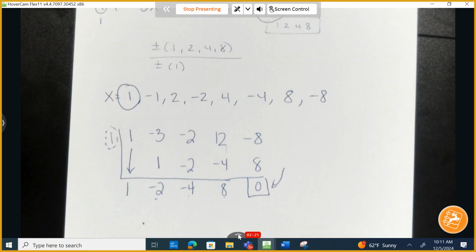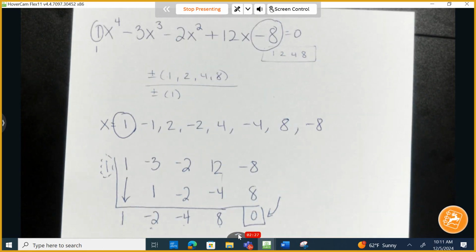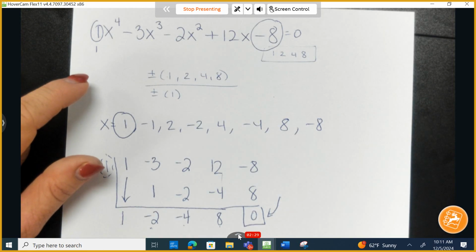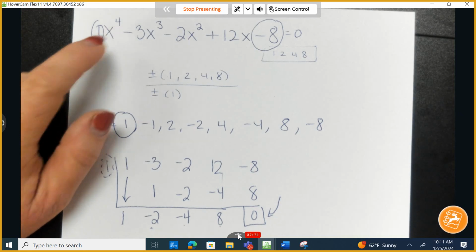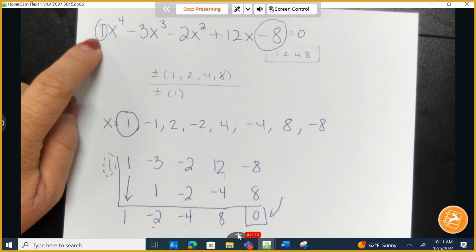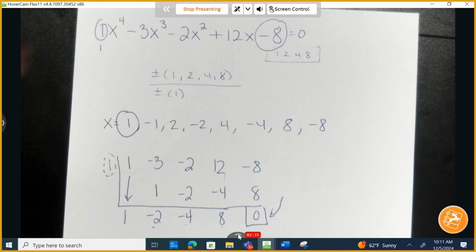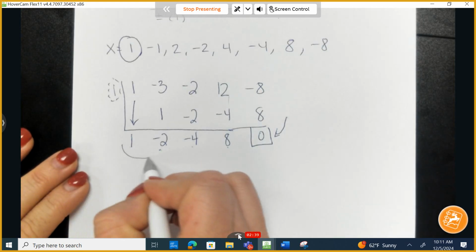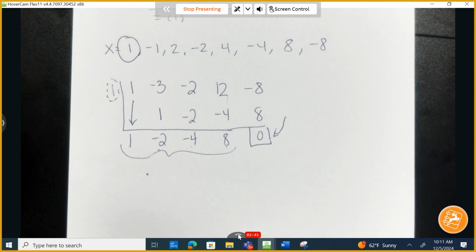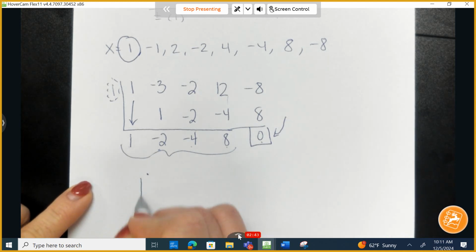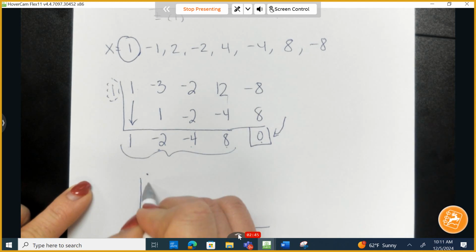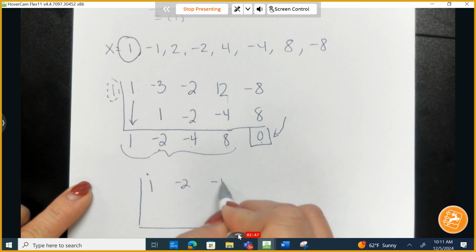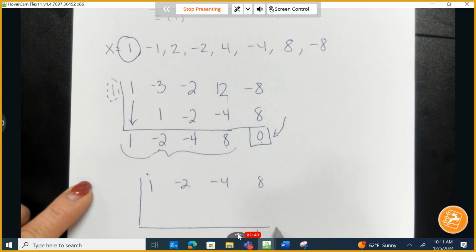I'm going to come up right now and circle this. I already know that this is even degree, and I have a leading coefficient that's positive, so I want 4 solutions. I know one of them is 1. Once I find a solution, I use these remaining numbers as I continue to check, not the 0. So instead of writing this down, I'm going to write down 1, negative 2, negative 4, and 8.